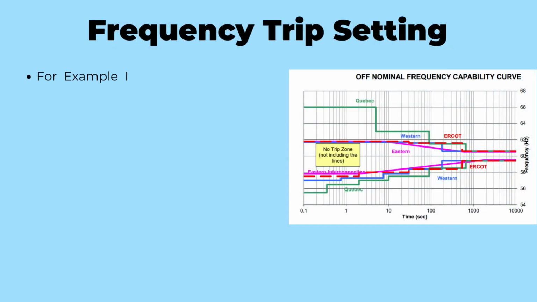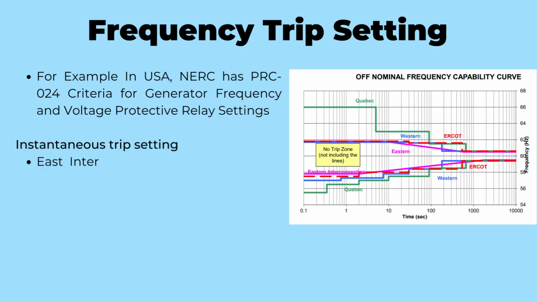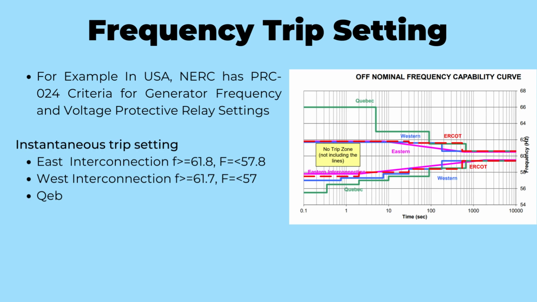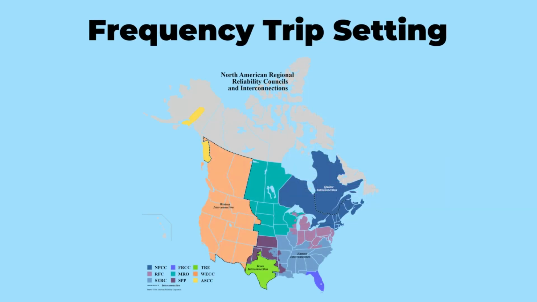Let's take an example of the United States, where NERC has PRC-024 criteria for generator frequency and voltage protective relay settings. This standard defines the allowable frequency range in which generators can operate continuously and the thresholds beyond which they are designed to trip. In the Eastern Interconnection, generators are permitted to operate continuously within a frequency range of 57.8 to 61.8 Hz. However, if the frequency exceeds 61.8 Hz or falls below 57.8 Hz, instantaneous trip settings are activated, ensuring a swift response to abnormal frequency deviations. Similar are the ranges for Western, Quebec and ERCOT interconnections.